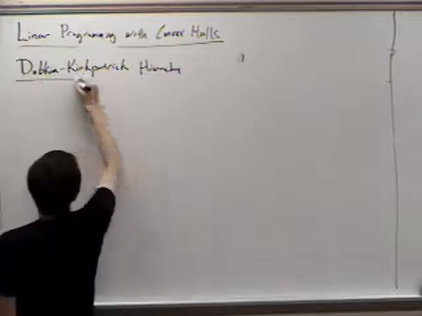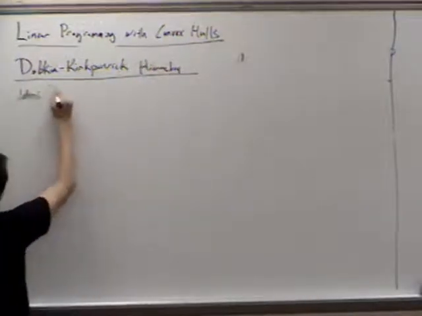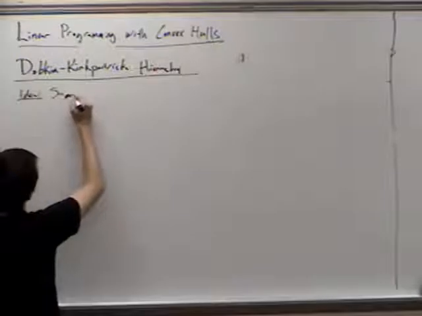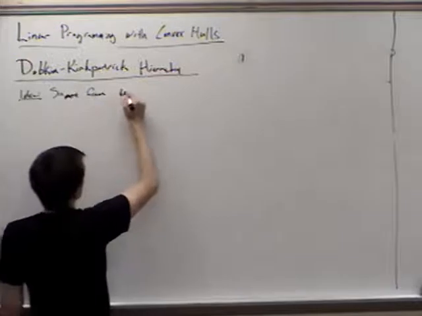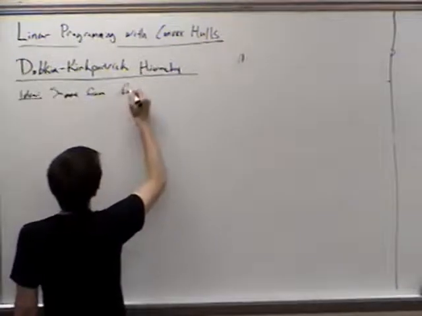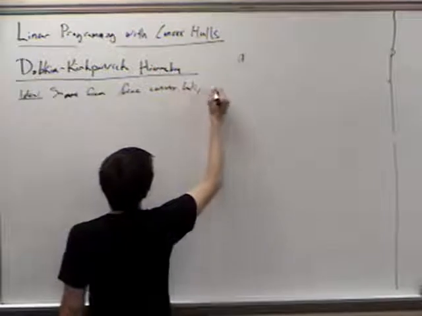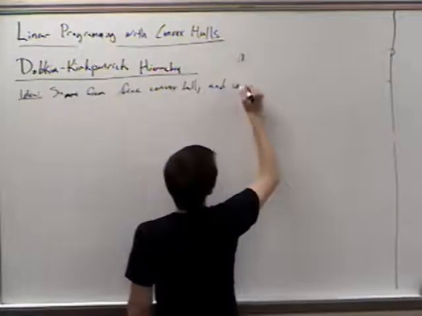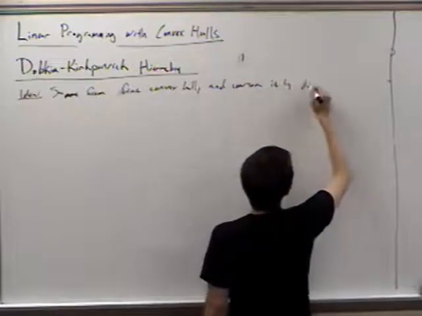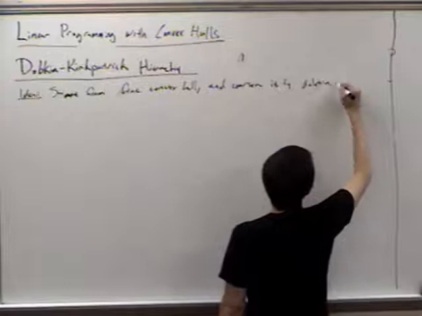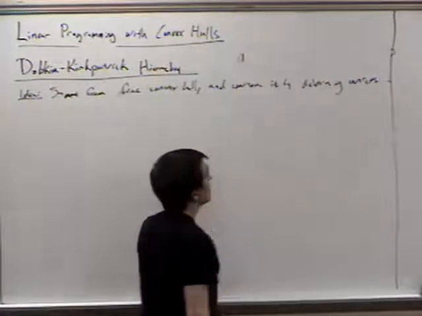So the idea is: start from a fine convex hull and coarsen it by deleting vertices. This is the idea.